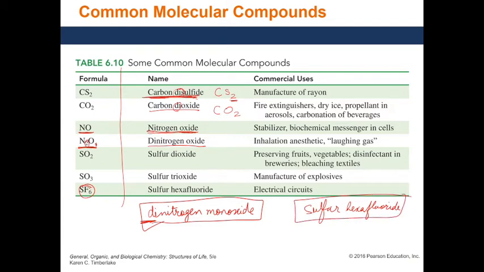Now if we were doing the reverse, if the name was given and we were to go to the formula, sulfur would be S, fluoride would be F. How many fluorides? Six. So the formula would be SF6. So naming and writing the formula of molecular compounds is a lot easier. Okay.